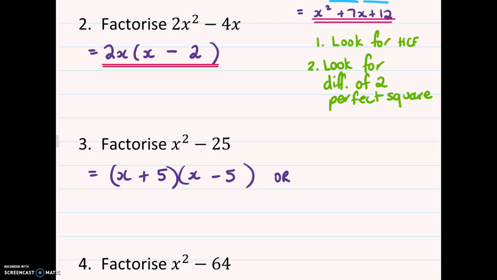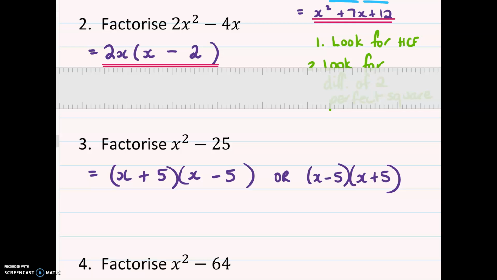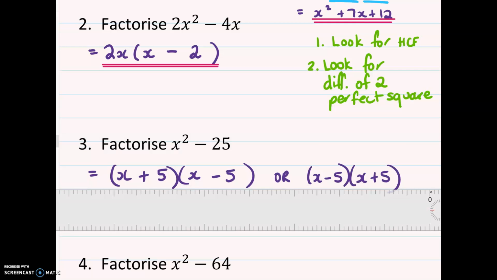Remember, I said it doesn't matter which order. You could have had x minus 5 written as the first factor and then x plus 5. So either order is fine. So that's the answer to number 3.